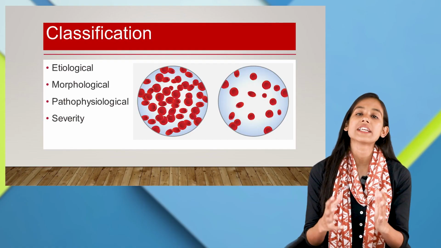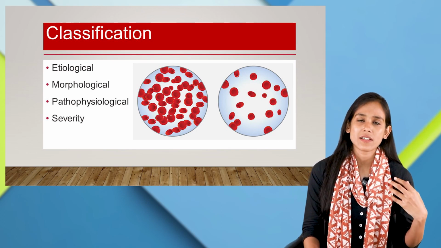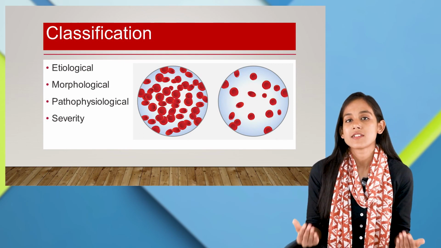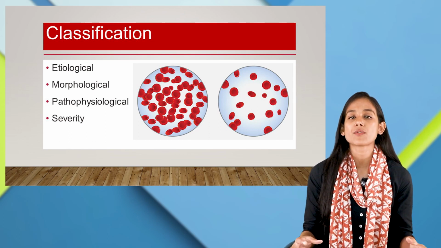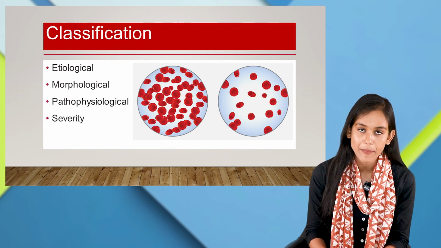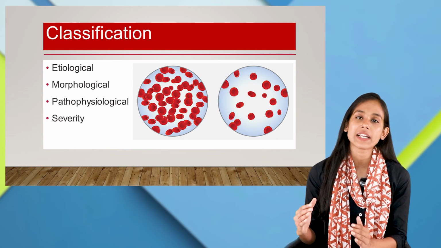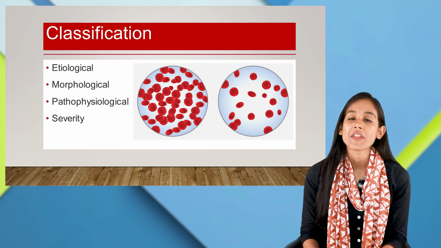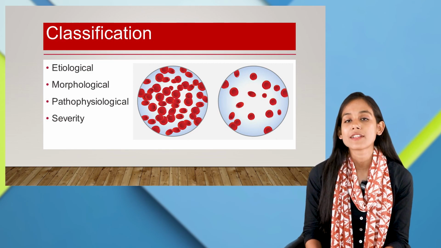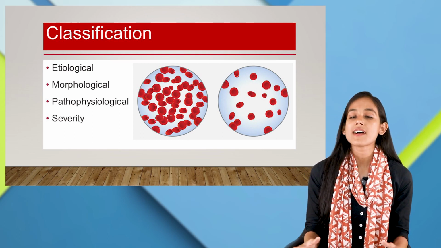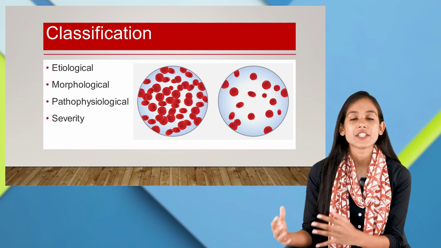Now next let us learn about the classification. There are several types of anemias. There are different causes, different diseases and disorders which might cause anemia. So first let us see based on which factors we can classify anemia. The first thing is etiological, based on the causes of anemia. The next one is morphological, the third one is pathophysiological, and the fourth one is severity. So these are the factors based on which we can classify anemia into different types.